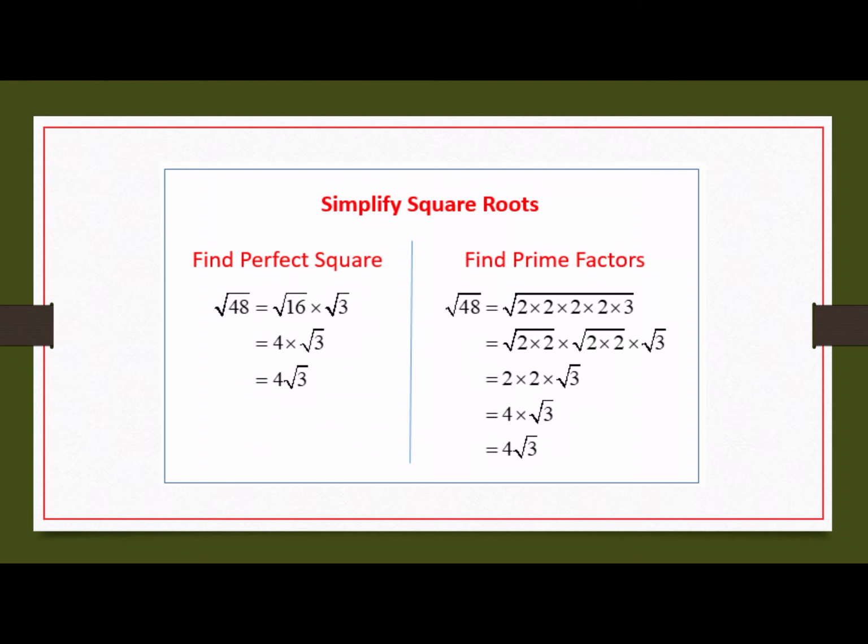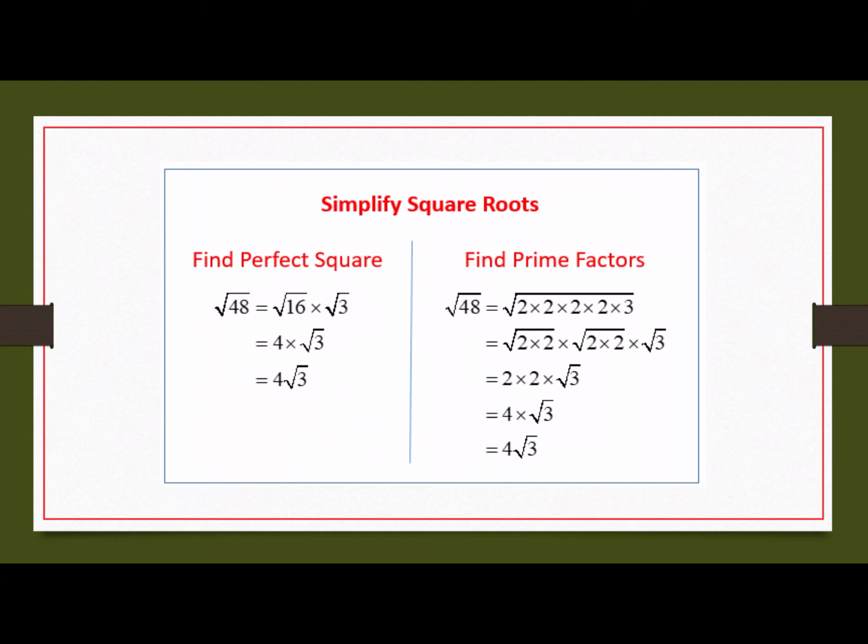You can simplify that to be the 4 being the perfect square times the square root of 3, and then you simply multiply it, and that is 4 square root of 3. Second way we can solve is by finding the prime factors. Now this way is a few extra steps, but still gets you there.